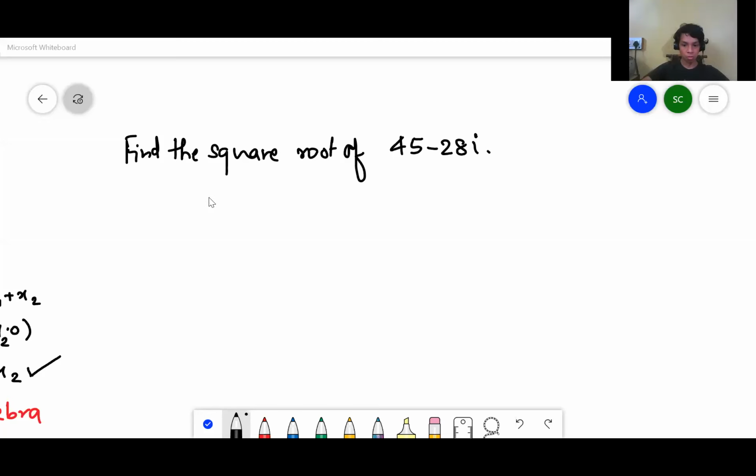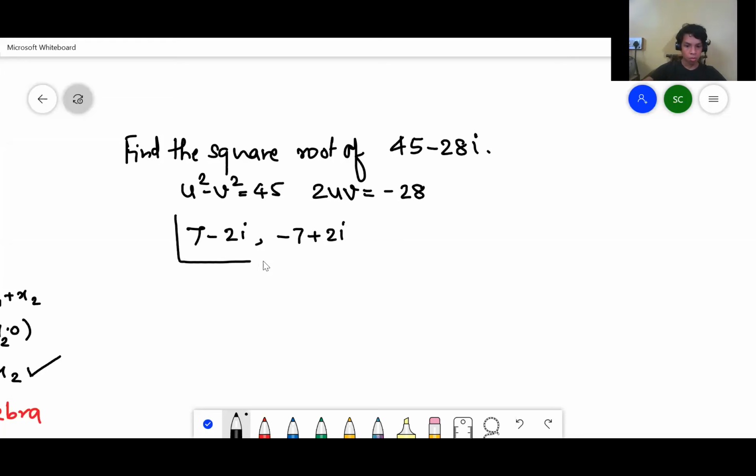If we do the same, u square minus v square is equal to 45 and 2uv is equal to minus 28. If we solve these two simultaneous equations, we will get 7 minus 2i and minus 7 plus 2i as the square roots. These are the answers.